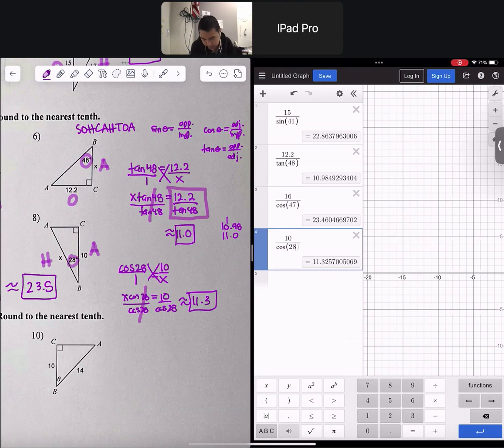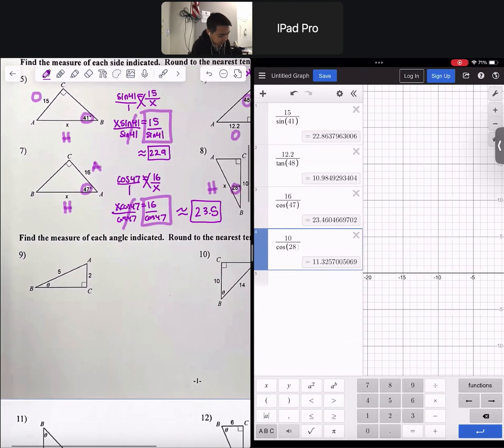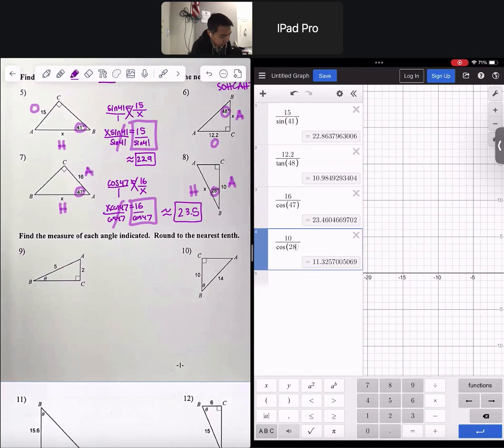11.3 as our final answer. Okay. All right, now for this next set of problems, you guys need to find an angle. When you find an angle, this is where you have to utilize your inverse functions: sine inverse, cosine inverse, and tan inverse.